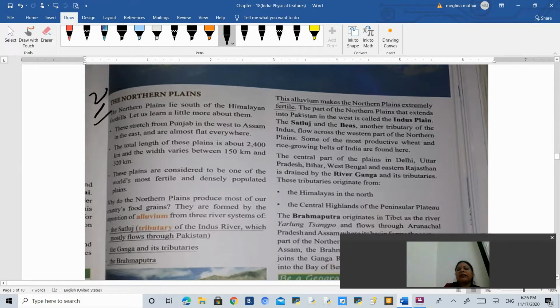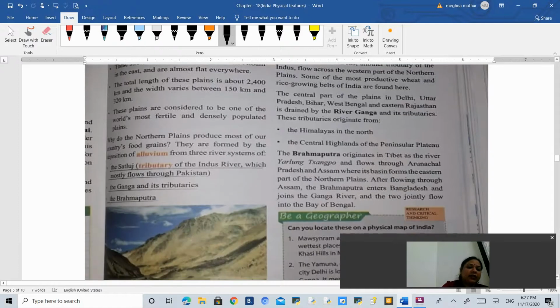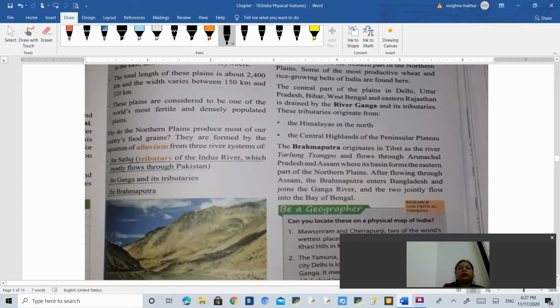And then the second physical feature of India is the northern plains. The plain is an area which is very flat. And because India is drained by so many rivers, this area is very fertile, because there is a deposition of alluvial soil which is very good for farming. Most of the farming is done in this area only. So this area is derived from three most important rivers.